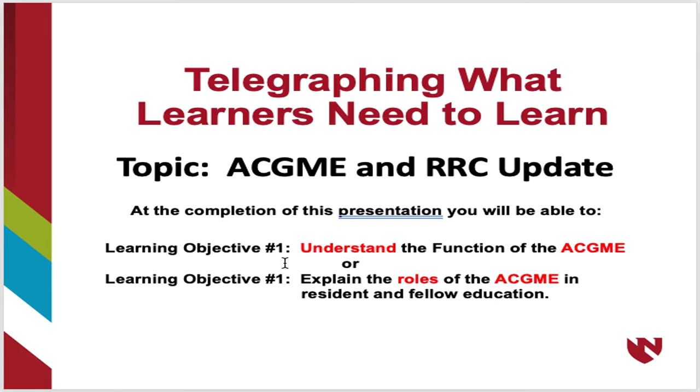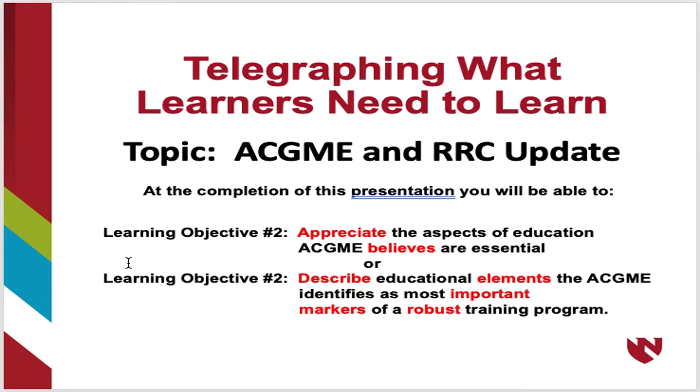It's almost the same thing, which is the function of ACGME, but you're wording it better so there's clarity about what you are exactly trying to achieve. What do you mean by understanding the function of ACGME? You're trying to explain the role of ACGME in residents' and fellows' education. Another objective for that presentation might be that you want them to appreciate the aspects of education that ACGME believes are essential. Now, there's still a lot of confusion here. What do you mean by aspects of education? What do you mean by believes? What do you mean by essential?